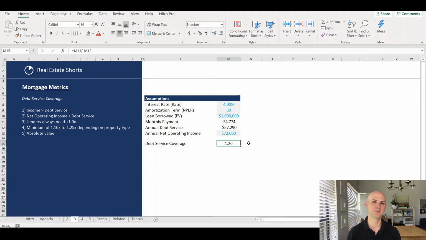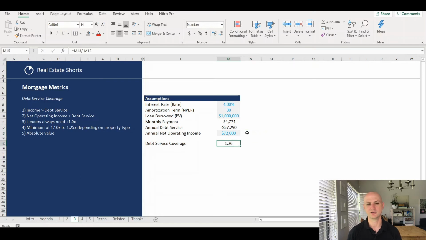Now, I think it'd be important to point out kind of how we got to this process. So it's usually going to be a two-step process. We'll be defining loan terms, so amortization term, interest rate, loan amount. And we can use that to estimate the debt service on a monthly basis and then annualize it to figure out the annual amount of debt service. So in this example, if we have $72,000 worth of net operating income and $57,300 worth of annual debt service, NOI divided by debt service will give us 1.26.